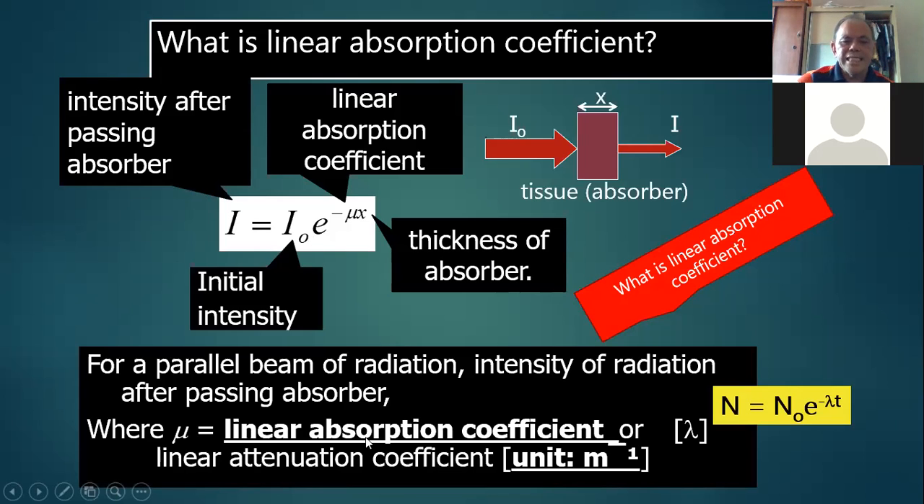And mu naught is called the linear absorption coefficient. Sometimes people use lambda, or linear attenuation coefficient. The unit is always per meter. There's a negative sign there. Because this is in meter, this must be per meter, or if this is in cm, this must be per cm.